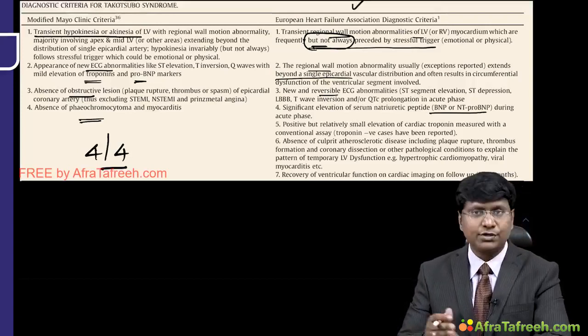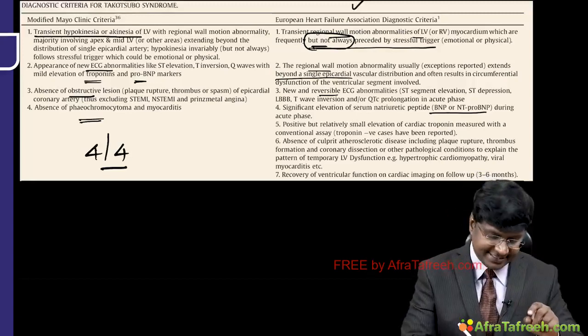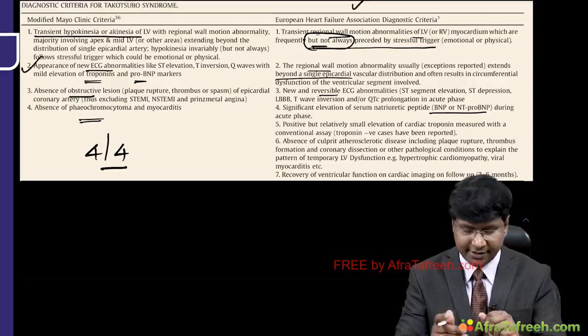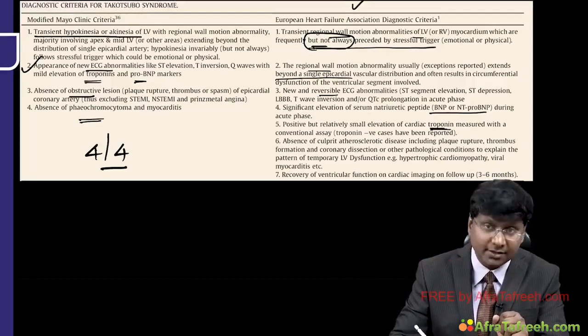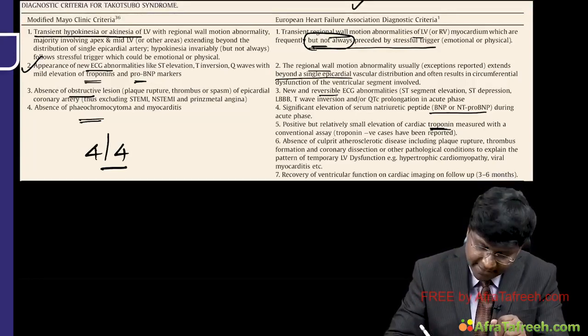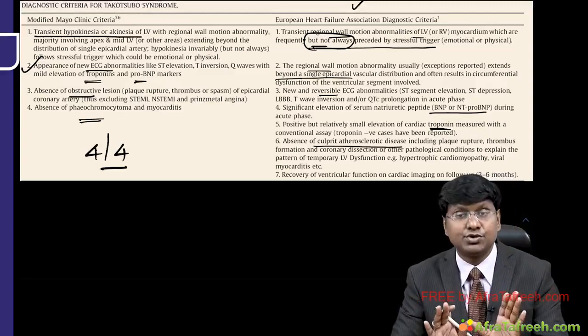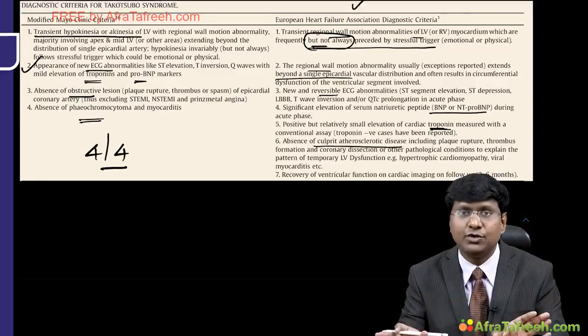This third and fourth together are given in the second criteria in the modified Mayo's criteria. And next, cardiac troponin is also elevated, not only BNP, even troponin. Then absence of culprit atherosclerotic disease. That means the coronary angiogram should show that there is no obstruction at all. It should be absolutely normal.